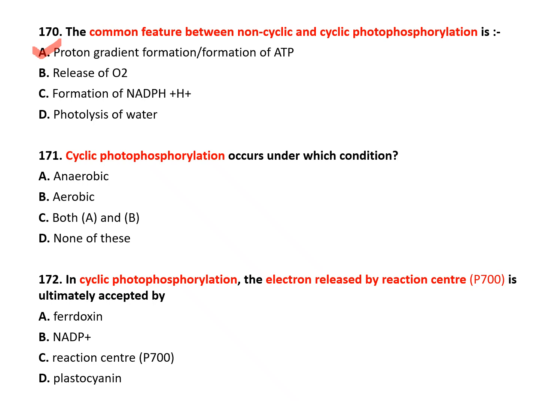Cyclic photophosphorylation occurs under which condition? Option A, anaerobic. Option B, aerobic. Option C, both A and B. Option D, none of these. The correct answer is option A, anaerobic. The next question number 172.